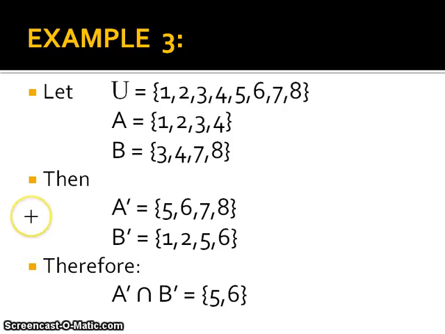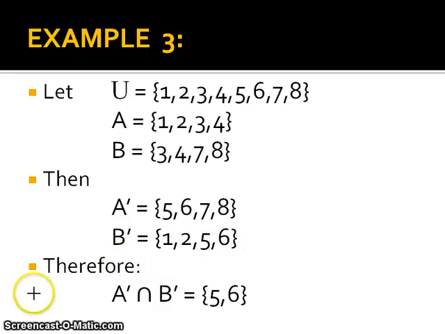Now let's have example 3 with our universal set containing 1, 2, 3, 4, 5, 6, 7, and 8. And we have set A containing 1, 2, 3, and 4. Set B contains 3, 4, 7, and 8. Then the complement of A, or all the elements not found in A, are 5, 6, 7, and 8. And the complement of B are the elements not found in B. Those elements are 1, 2, 5, and 6.